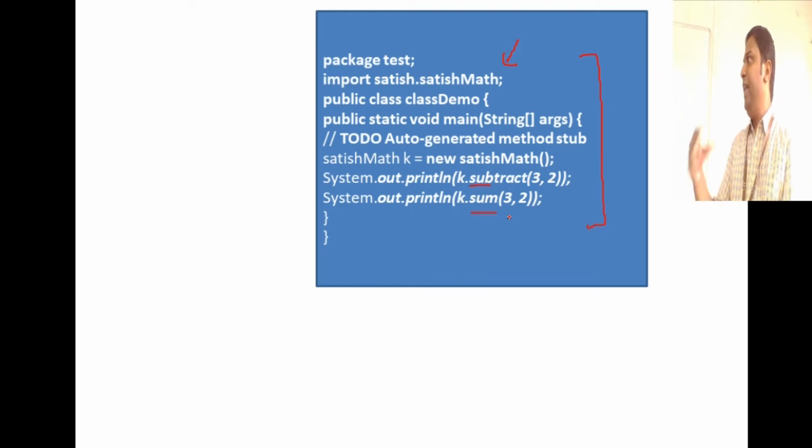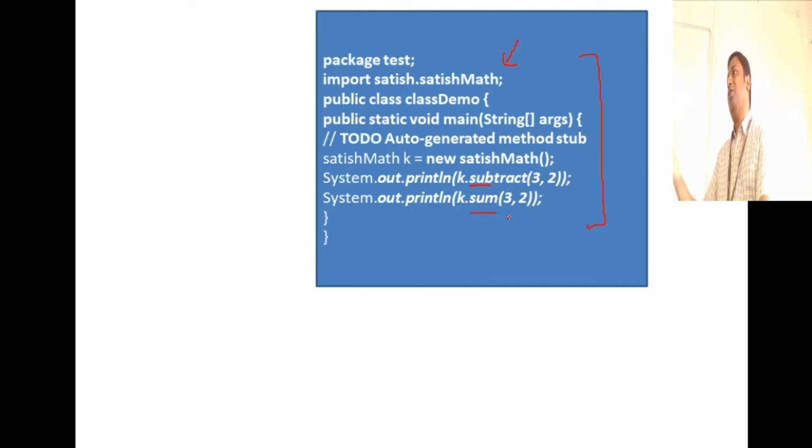I am writing it as a package so that I can reuse it across many projects. So I'm just importing this package SatishMath. This is the class in this package, and this package contains methods for subtracting and summing. So when users give two numbers, it will return the result. I'm just printing the result. Very simple piece of code for addition and subtraction.